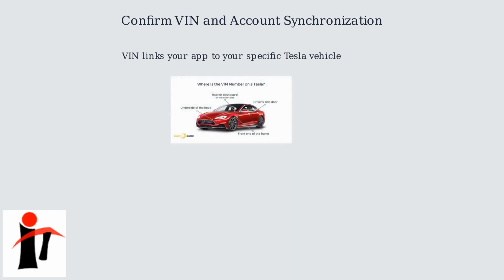The VIN can be found in several locations on your Tesla: under the hood, on the driver's side dashboard, on the driver's door jamb, and on the front frame rail. Always verify the VIN matches what's registered in your Tesla account.